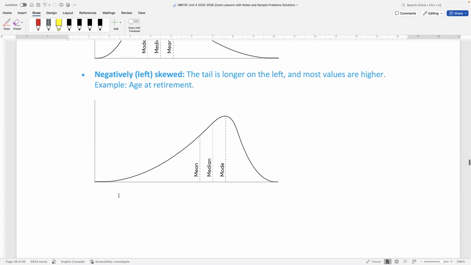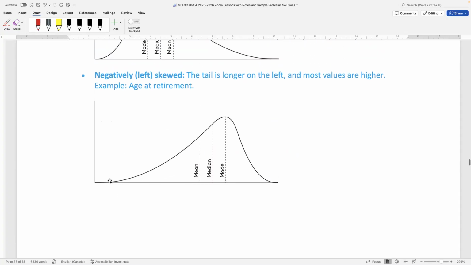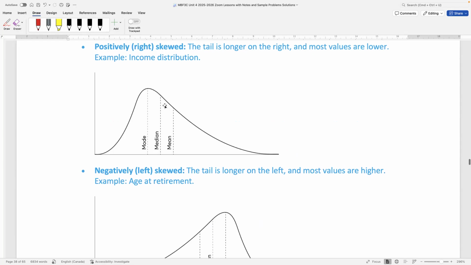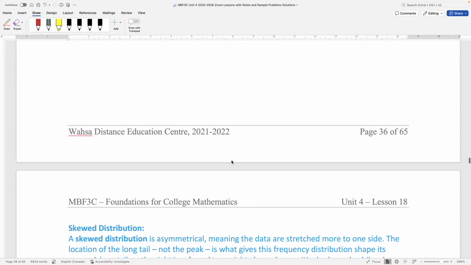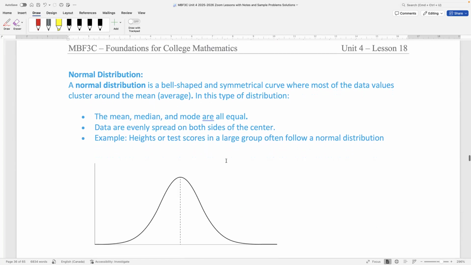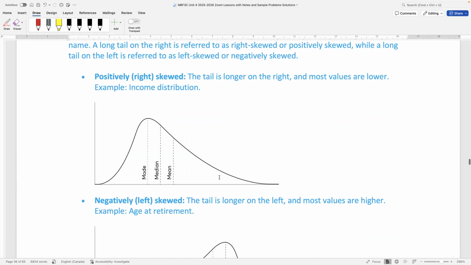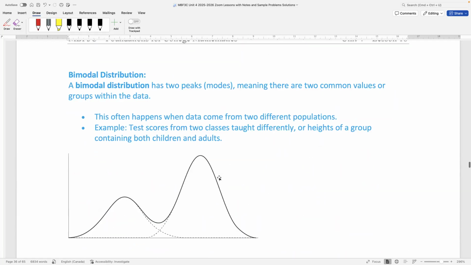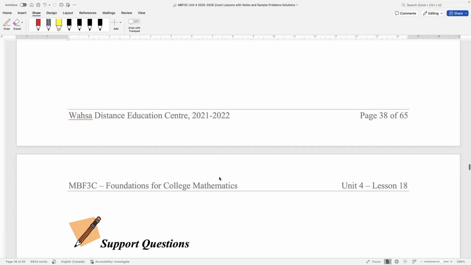This one is left skewed because the tail is on the left. This one will be right skewed because the tail is on the right. And this one, which is the more common one, is a bell curve. There's a lot of things that we study in nature that would meet this sort of distribution. Okay. So those are the different types of distribution. Again, there are four of them.